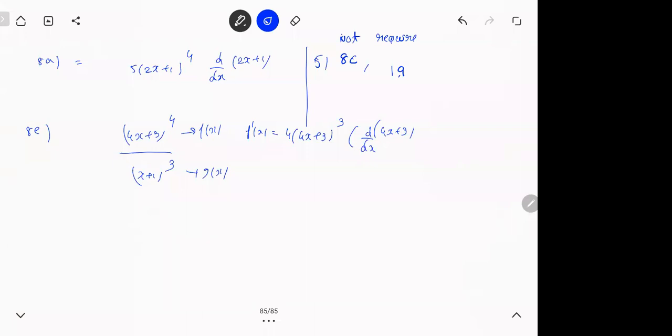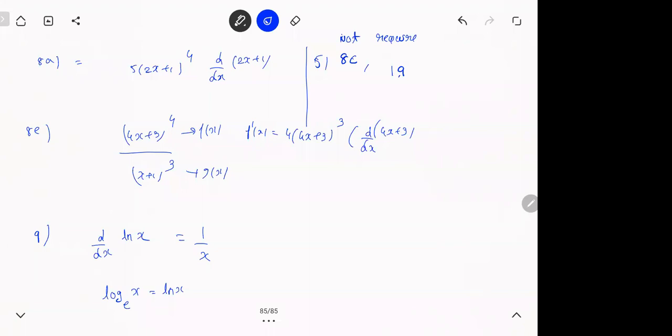Then 8 is done. 9, log x. That is a direct result, there is nothing in it. ln x, remember I told you this. If they write log x to the base e, it is ln x, which gives 1 by x. It was straightforward, that's the formula. The differential of log x is 1 by x. There is nothing else to do in it. Then the next is fine.